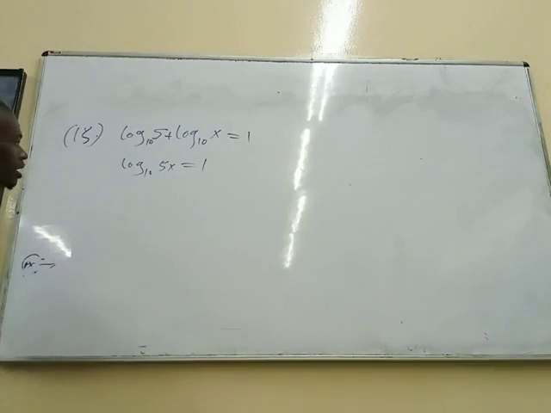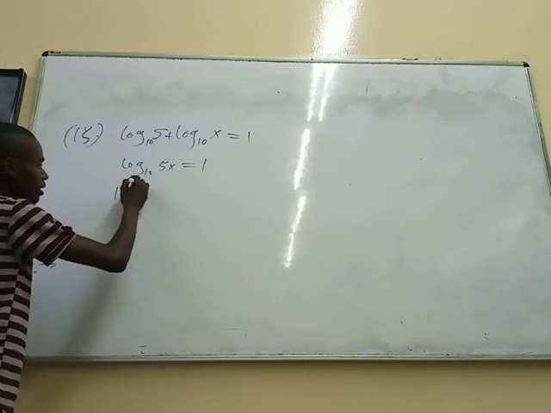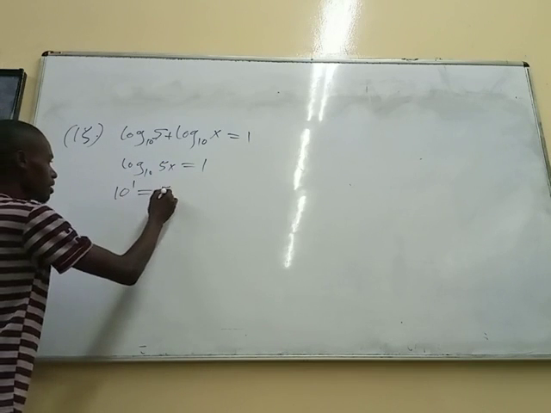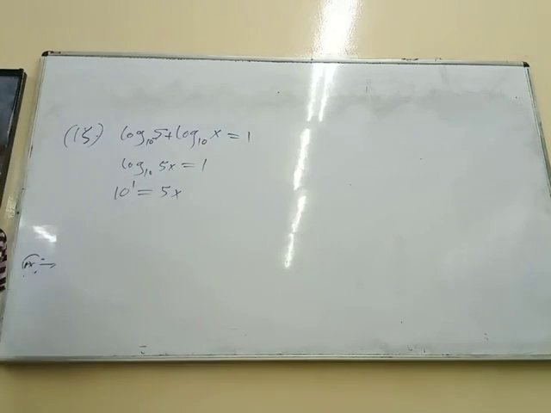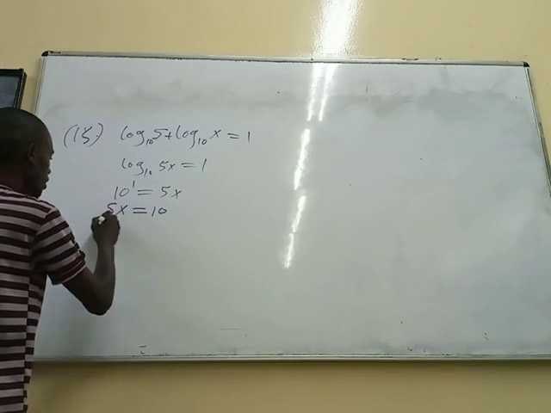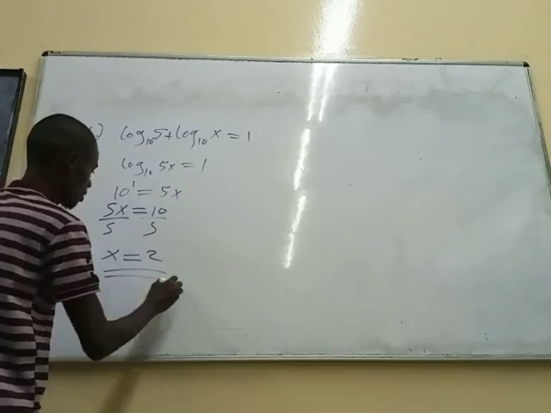We change this to exponential. This is just going to be equal to 10 raised to power 1, which is going to be equal to 5x. So when we raise 10 to the power 1, we get 10. So we're going to have 5x is equal to 10. Divide by 5, divide by 5. The value of x there, you get 2.